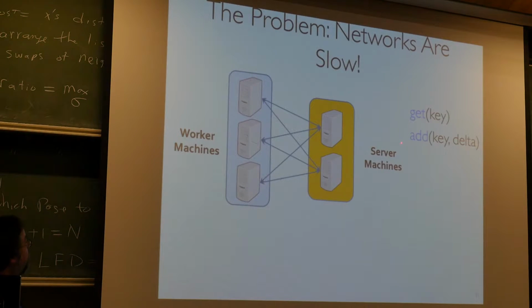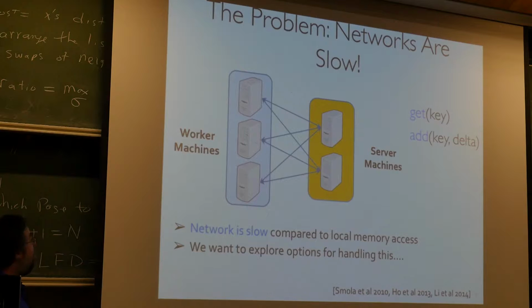Well, we could just say, whenever I get a key, I'll get the most recent value of that key, and whenever I add, I'll update, and that will go to anybody else that asks for it. The problem is the networks are a little bit too slow to make that efficient, okay? If you remember the numbers we talked about earlier in class, the network is much, much slower than a local memory access, right? So we need to do something to speed things up.